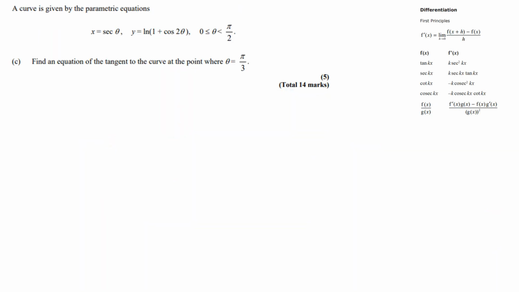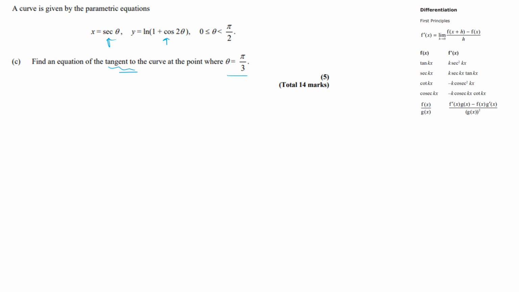In part C, we've got parametric equations, and we're being asked to find the equation of the tangent at the point where theta is pi by 3. So to find the equation of a tangent, which is a straight line, we're going to be using y minus y1 is equal to m into x minus x1. So we need a point, and we can get that by subbing in pi by 3 into the xy equations, and we also need to differentiate.